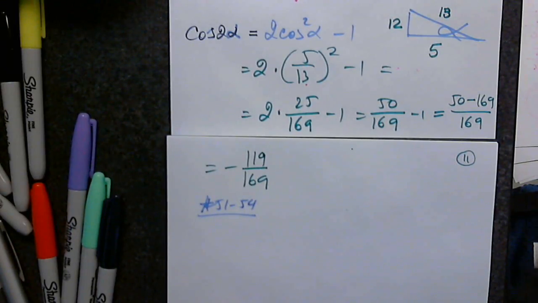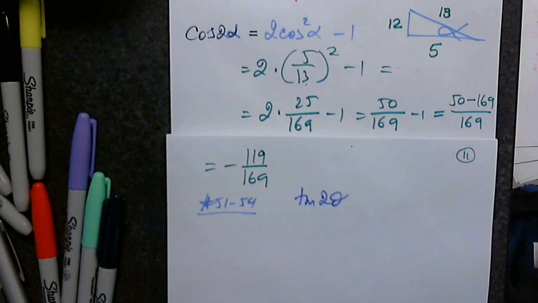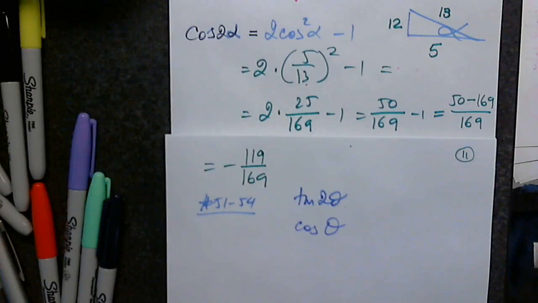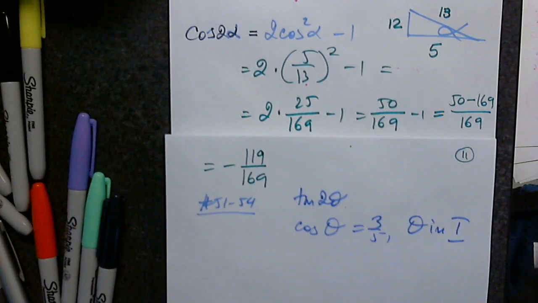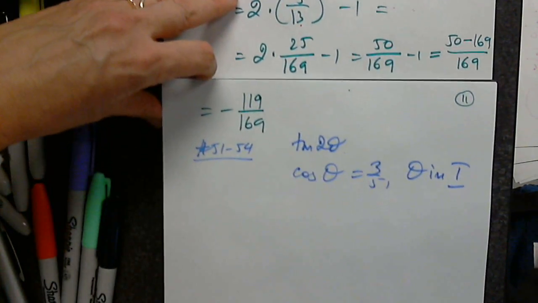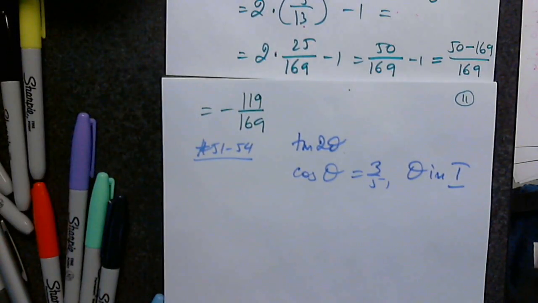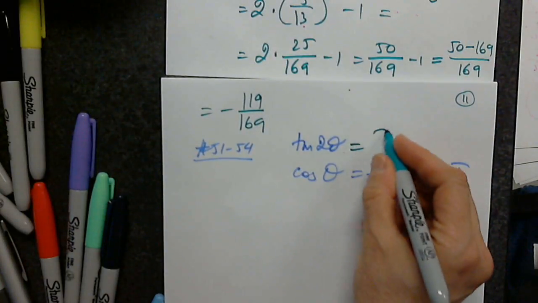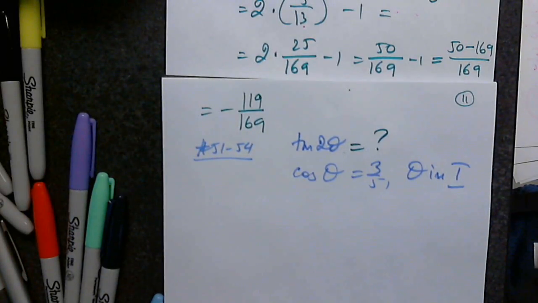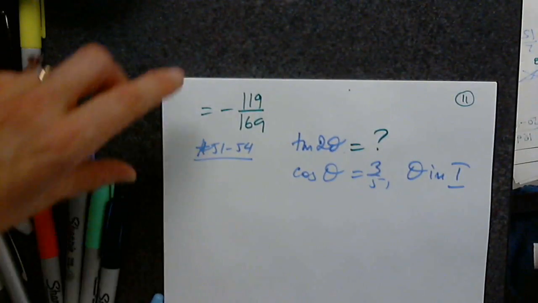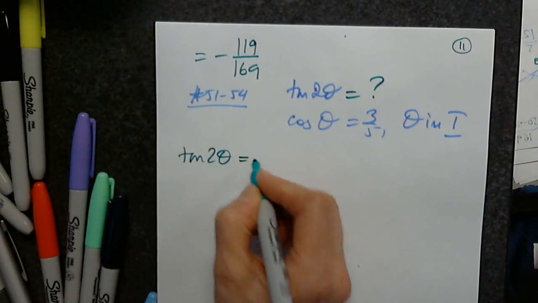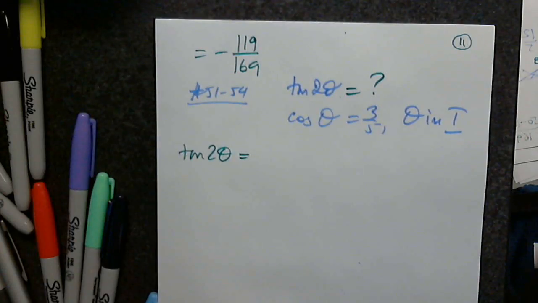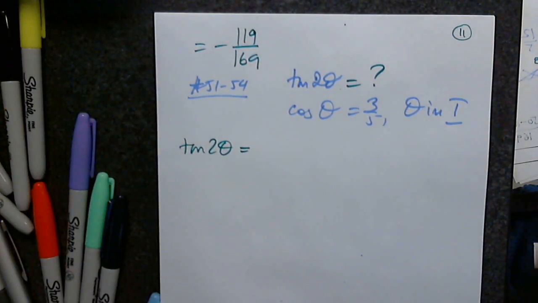54. So we want tangent twice theta. We are given cosine theta as being 3/5 and theta in quadrant 1. Evaluate each expression under the given conditions. So they want us to find what tangent twice theta equals. Okay, here's how I start. Tangent twice theta equals... what do you think?